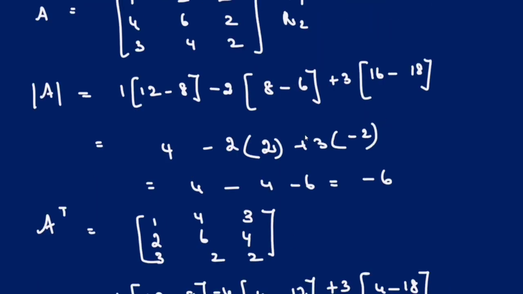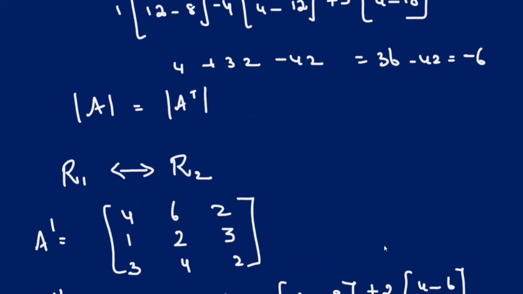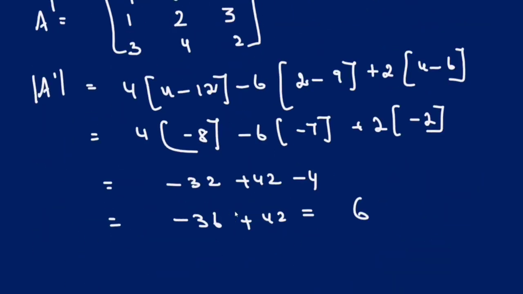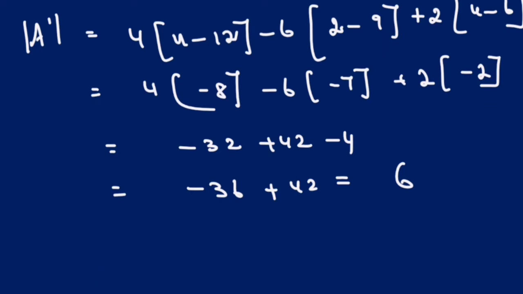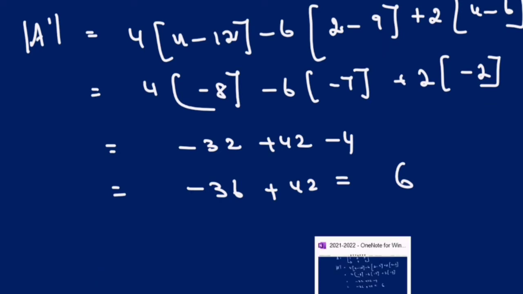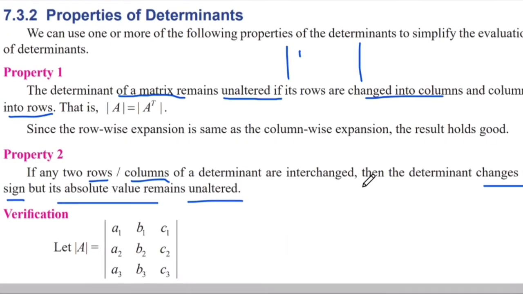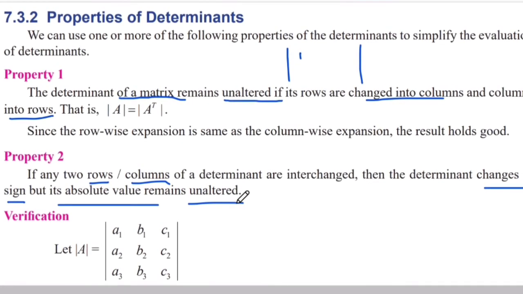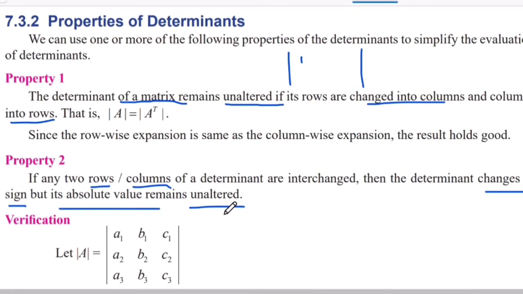But the determinant of A, what is its value? Minus 6. When you interchange two rows, what happens? The absolute value remains the same. The value has not changed. The sign has changed. So if you interchange two rows or columns, the sign of the determinant will change. That is the second property. If two rows or columns of a determinant are interchanged, the determinant changes its sign, but its absolute value remains unaltered.